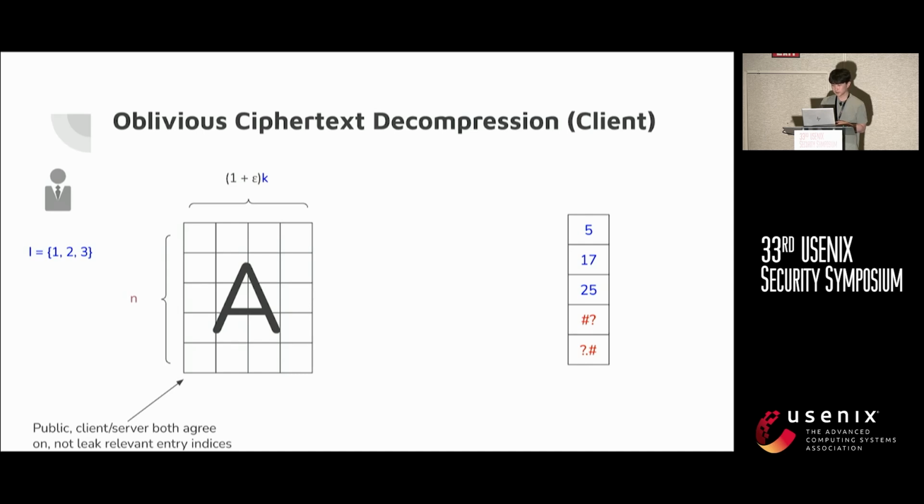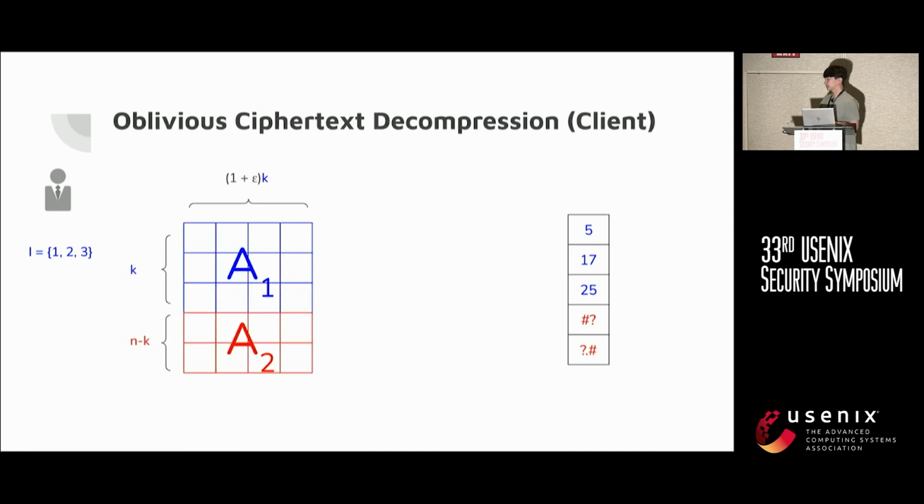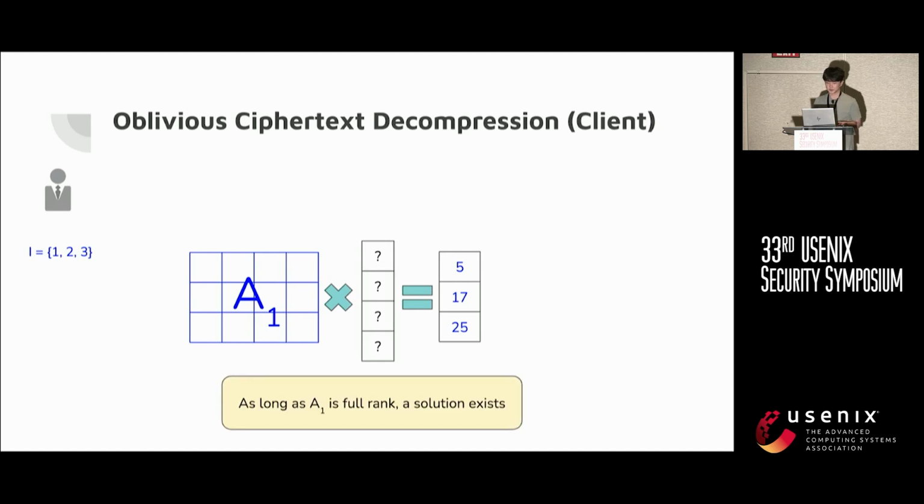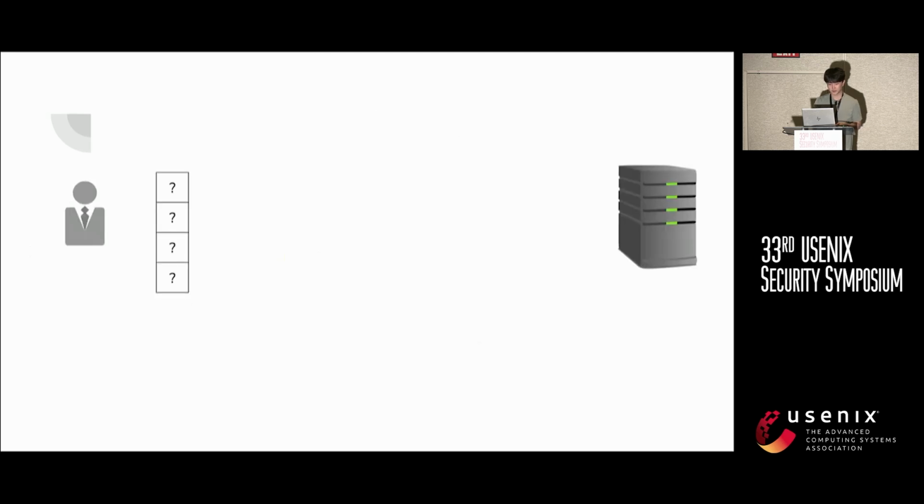And what the client will do, okay, first it's again useful to view this matrix as a block matrix as follows. And what the client will do is solve a linear system using the matrix A1 and the relevant entry blocks 5, 17, 25 in this case. And as long as A1 is full rank, then a solution exists. So what the client will then do, after obtaining this solution, is encrypt this using its symmetric key and send this to the server.